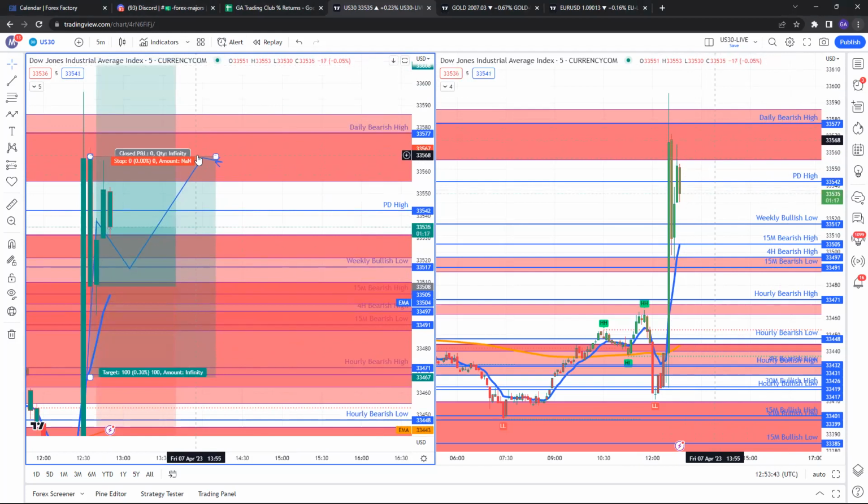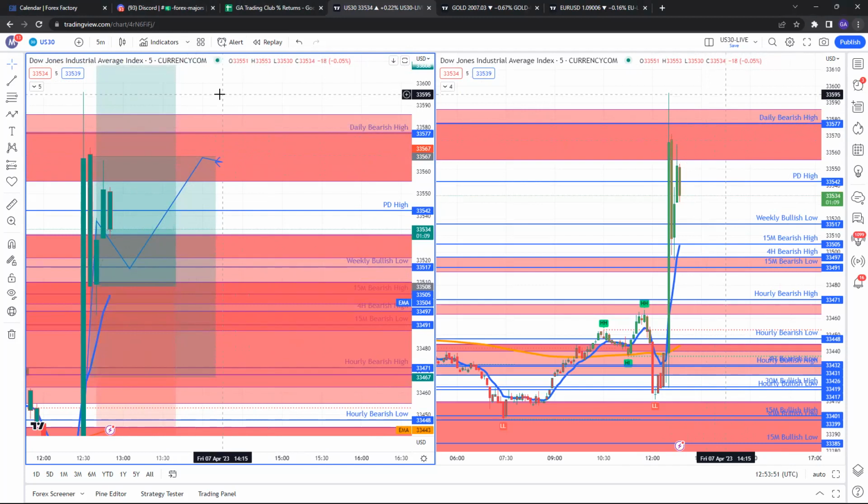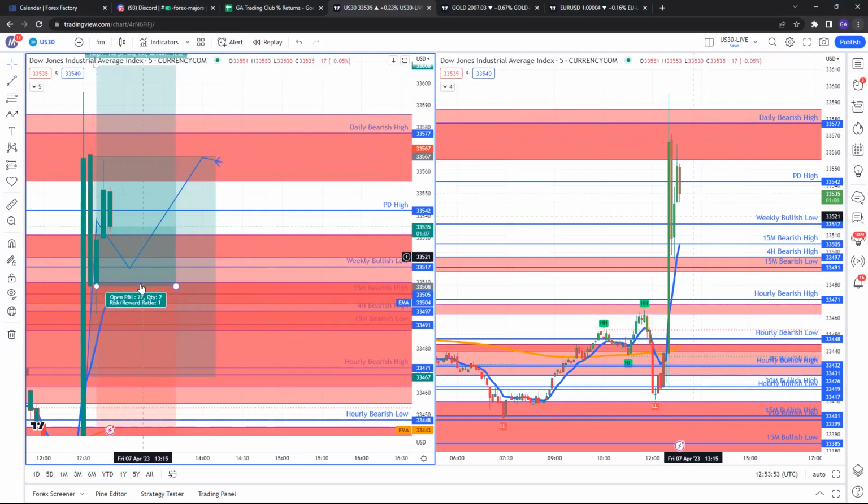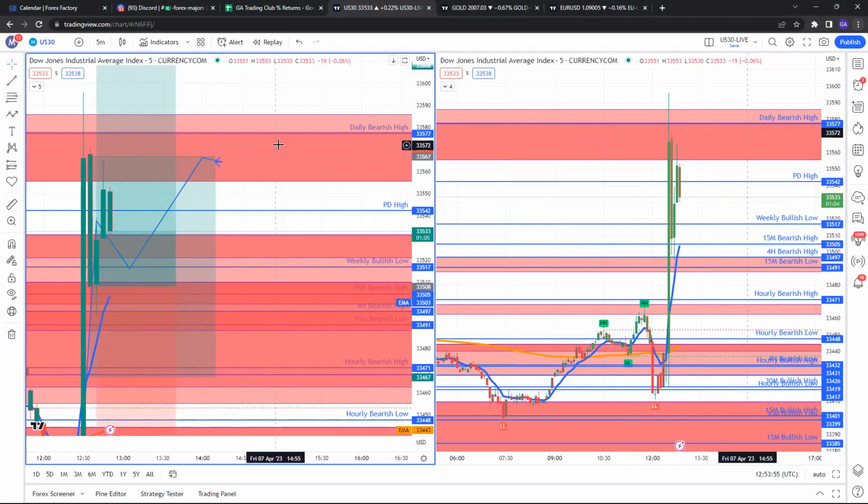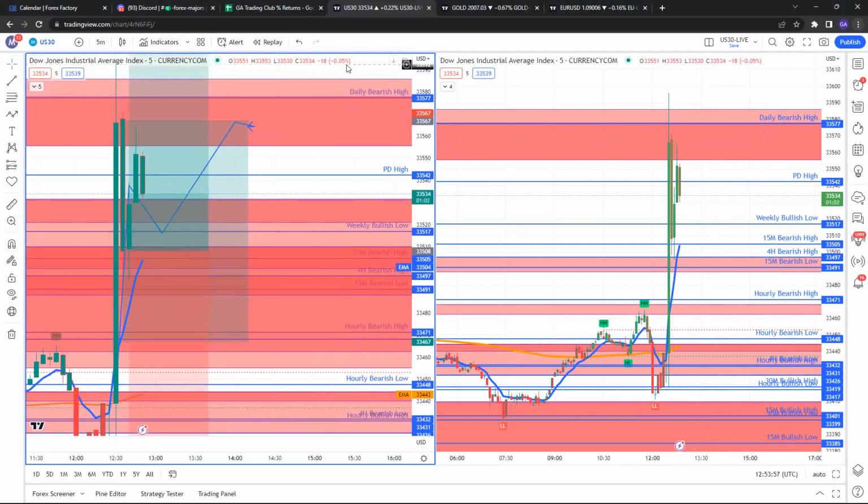Yeah, it looks like US 30 is producing a reverse, a sell opportunity. However, for any sell, I need a closure below the 9 EMA and a retest of the 9 EMA.